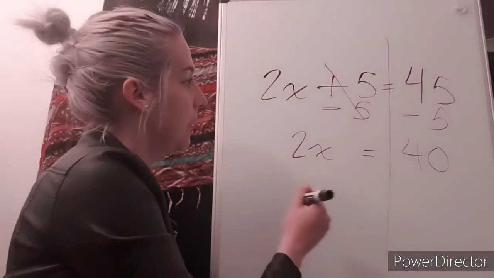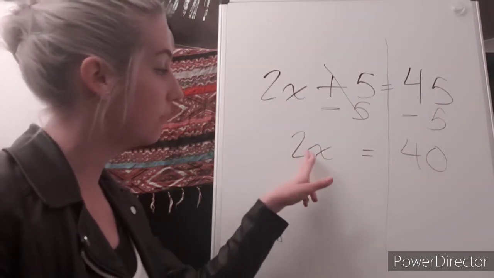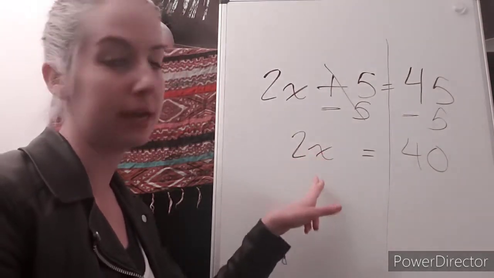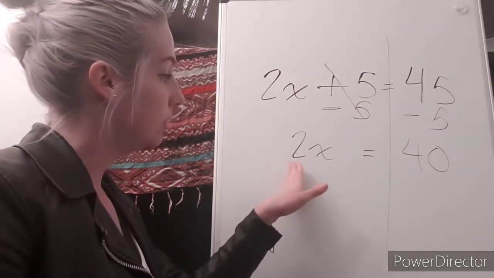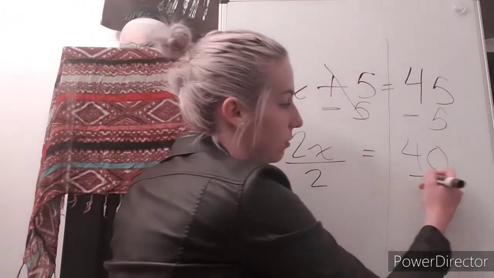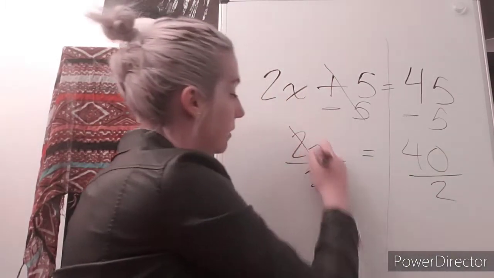40, okay? And then my next step, this is being multiplied right here. If there's no symbol there, it's just what it means. Aha, I have 2 x's, or 2 times x. So to get rid of this 2, I'm going to divide it, right? Do the same thing on both sides, always. And that's going to cancel out.